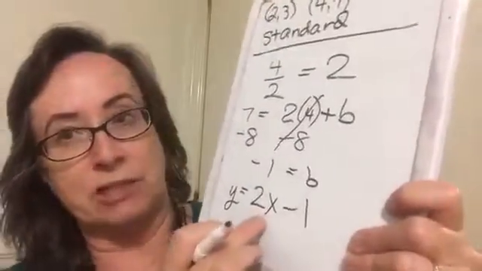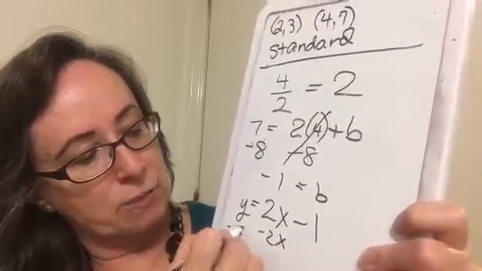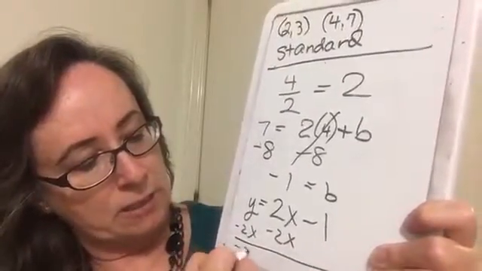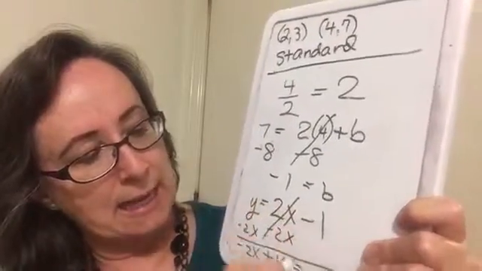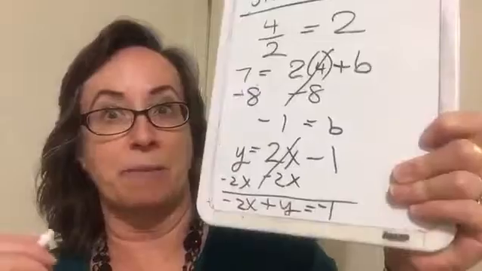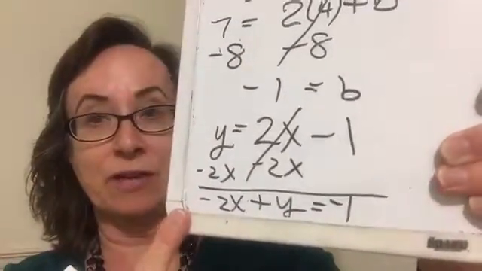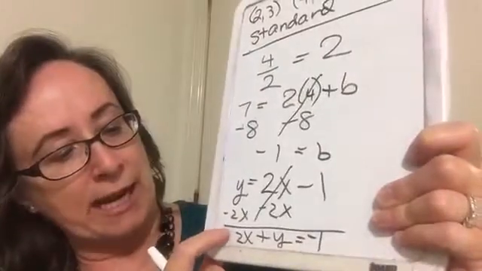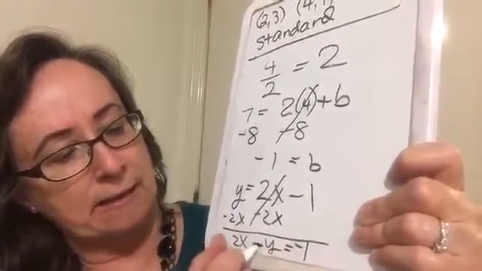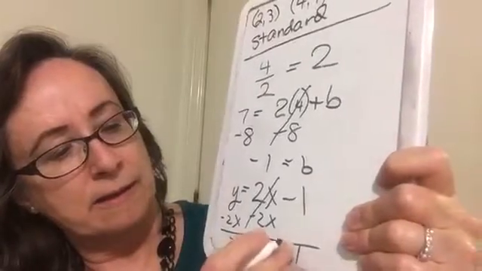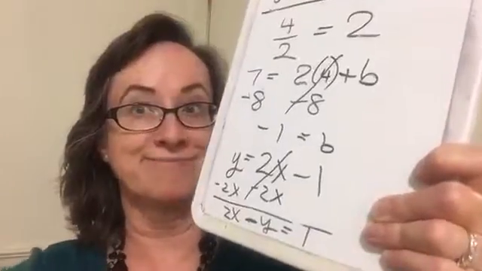So we need to move this 2x to the front, so minus 2x minus 2x. So we get a minus 2x plus y is -1. What's the problem there with that one? Our first term can't be negative on standard form, so we're going to change each term to the opposite sign so that I get 2x minus y is 1.